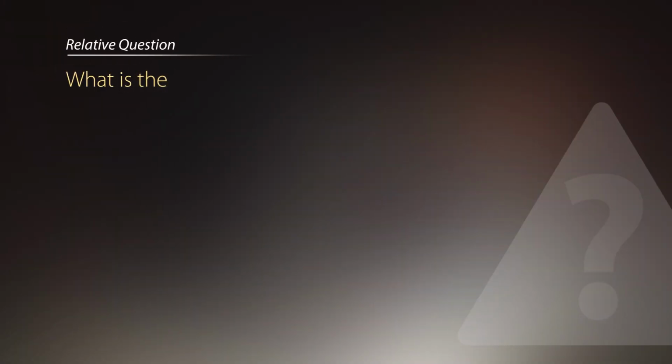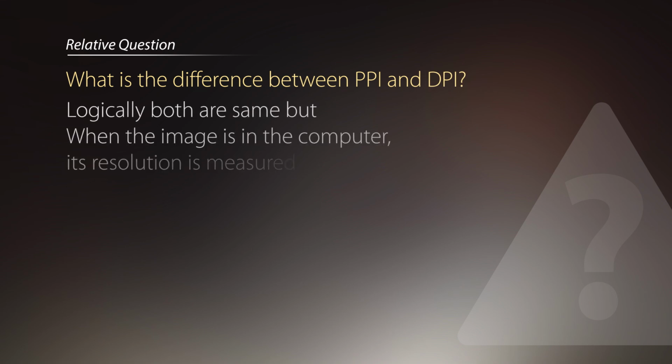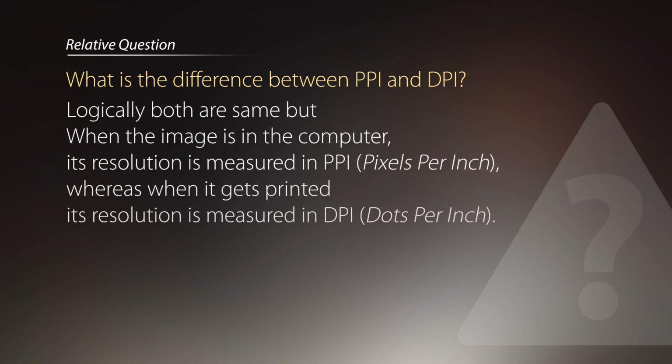What is the difference between PPI and DPI? Well, logically both are same, but when the image is in the computer, its resolution is measured in PPI, that is pixels per inch, whereas when it gets printed, its resolution is measured in DPI, that is dots per inch, as we discussed earlier.